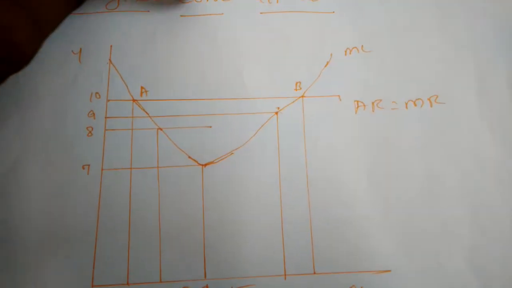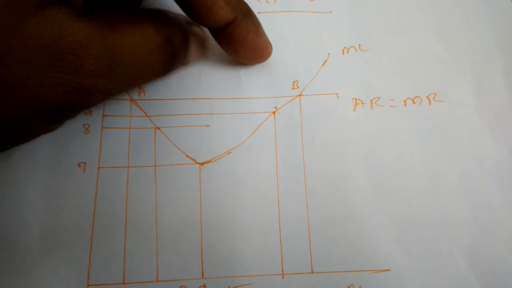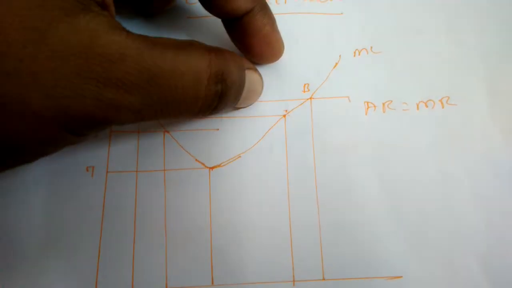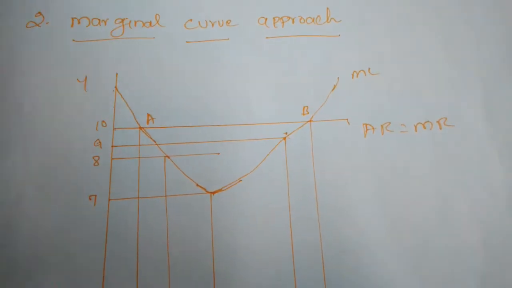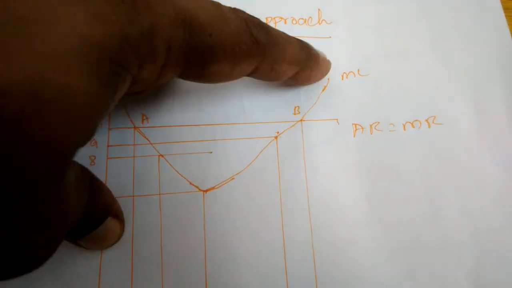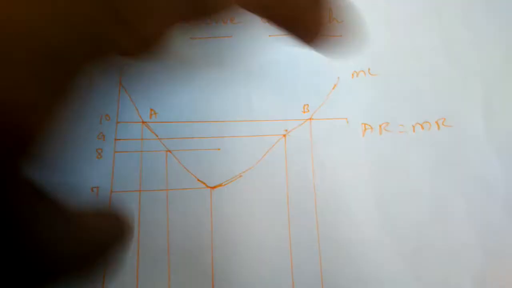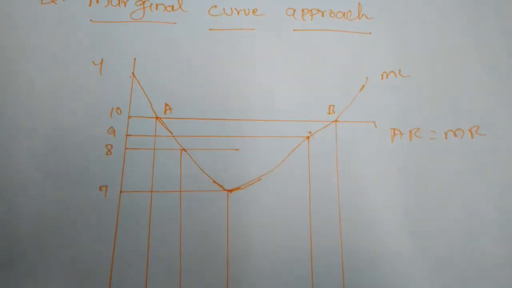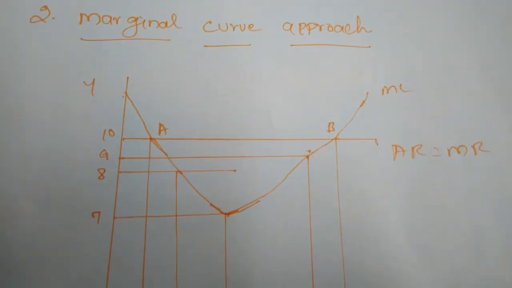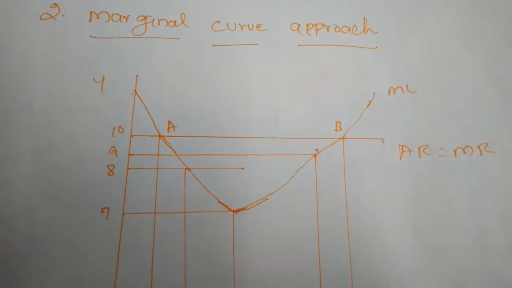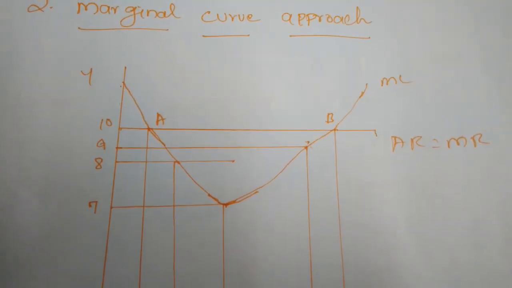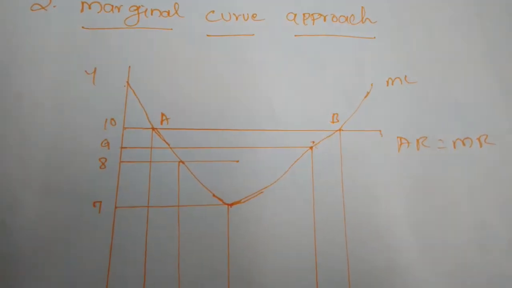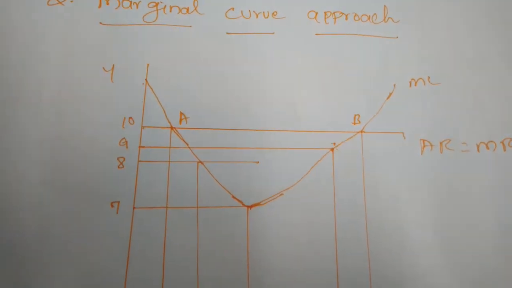So here we have to consider two conditions. The first one is that the MC is equal to MR. So it is the cost curve. The MC must be equal to the MR. So in these two points, A and B, the MC will be equal to the MR.